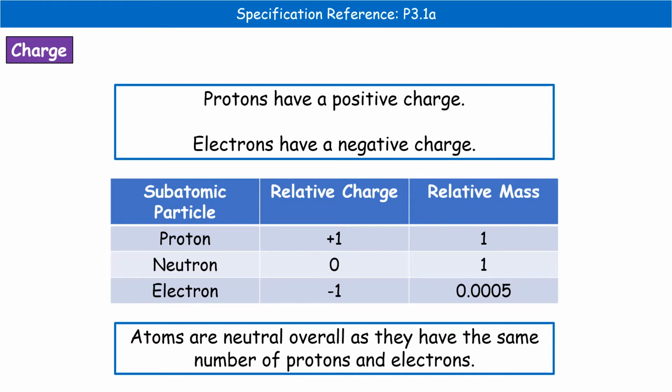So remember, the relative charge of a proton is plus 1, relative mass is 1. The neutron is 0 because it's neutral, and the mass is 1. And then the electron is minus 1 for the charge, and its relative mass is 0.0005 or 1 over 2000. Now remember, the reason that atoms are neutral is because they have the same number of protons as they do electrons. Protons are positive, electrons are negative, they cancel out to give a neutral charge overall on the atom.